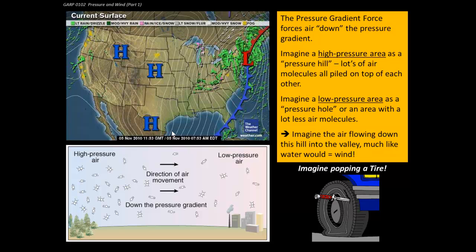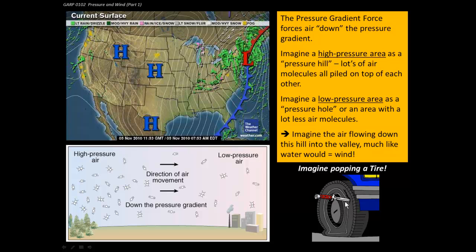You can always imagine high pressure areas as a hill of air, if you will. Lots of air molecules piled up. You can always imagine a low pressure area as a pressure hole, if you will, or an area of less air molecules. And the air is basically flowing down this pressure hill, from the pressure hill into the pressure hole, the same way water would flow down a hill. And that air flowing down the pressure hill from high to low, that's wind.